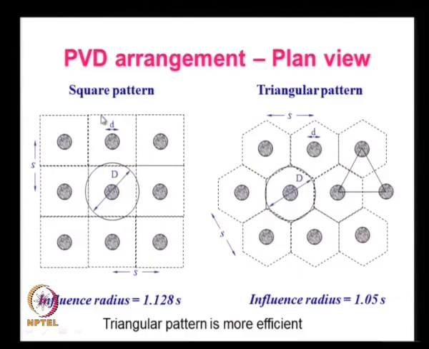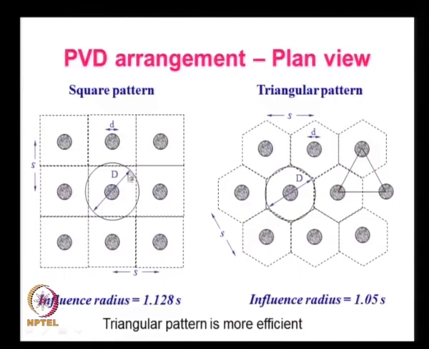One arrangement is a very simple square pattern, wherein along the length and width of the site we place these PVDs at equal spacing S in this direction and also the same S in this direction, and the area of the soil that is influenced by each of these PVDs is assumed as a square, and for the purpose of our mathematical analysis we convert the square into a circular shape, because then we can just work with polar coordinates and solve the equations easily, and this we call as a unit cell.